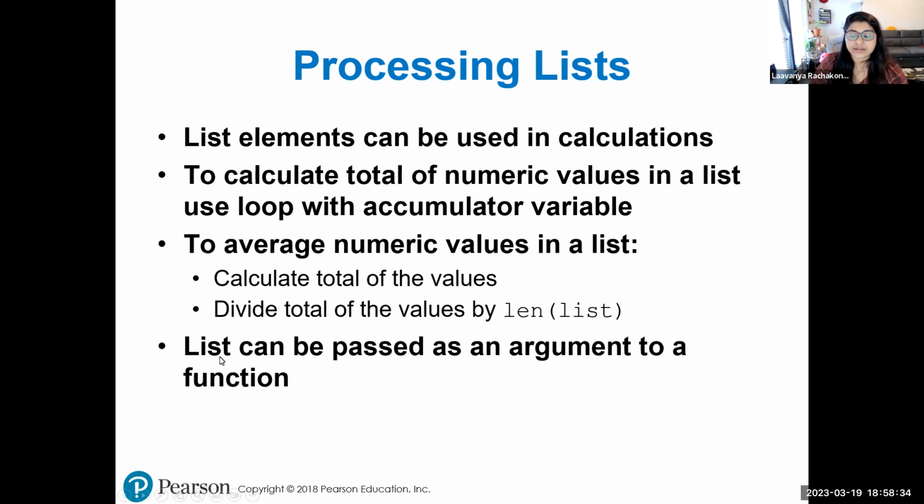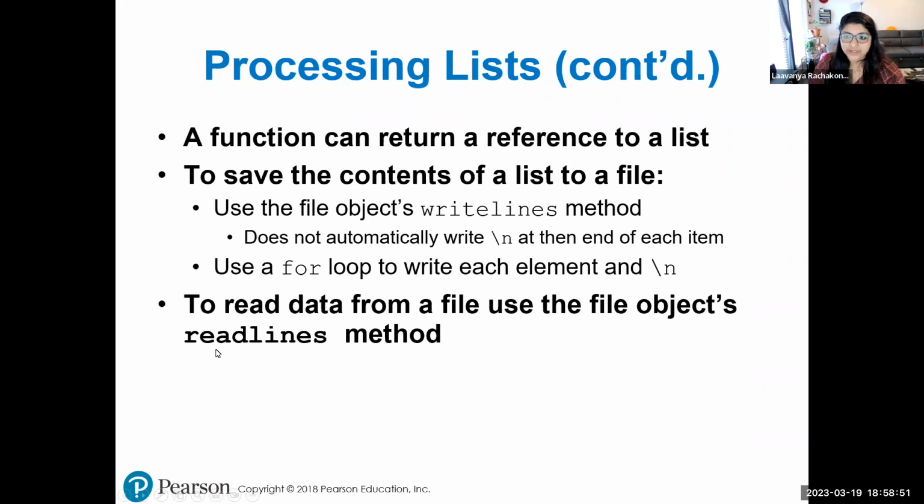And the next concept that we are going to cover is that a list can be passed as an argument to a function. When we looked into the previous chapters, we did pass multiple arguments for functions to work. Here in this case, you can just pass the entire list as an argument to a function. So a function can return a reference to a list as well.